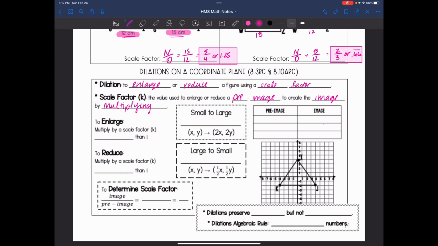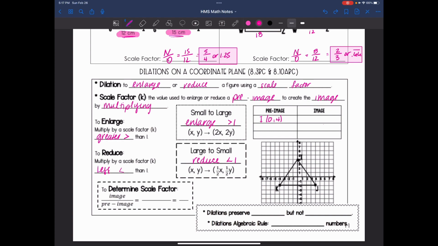So to enlarge, we know that if it's greater than 1, it's going to be bigger. So for example, that's 2x times 2y. Or to reduce, that is less than 1, which we know like 1/2, for example, is less than 1.